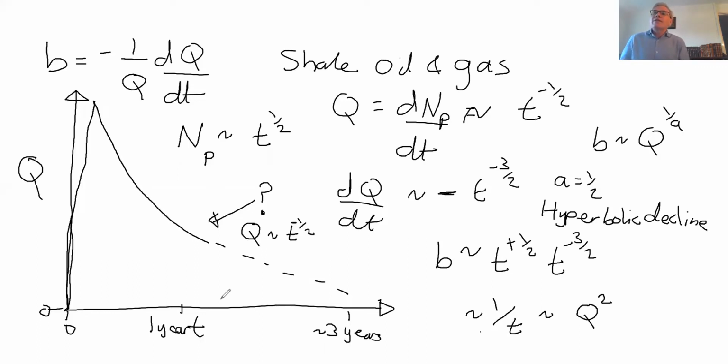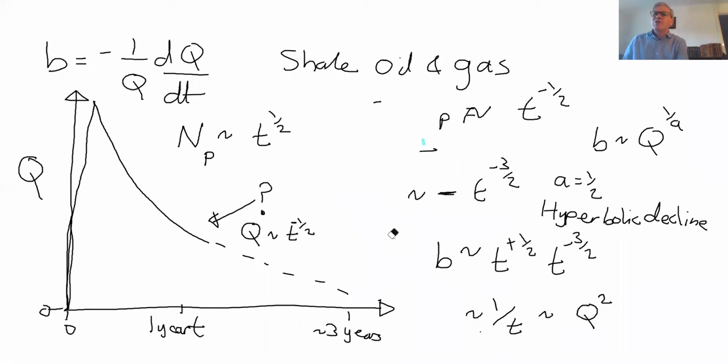Okay, so that's great. The problem with that is if you integrate, NP goes as t to the half. So at infinite time, you produce an infinite amount of gas, which seems a bit weird, because I said, well, how much gas do you produce?